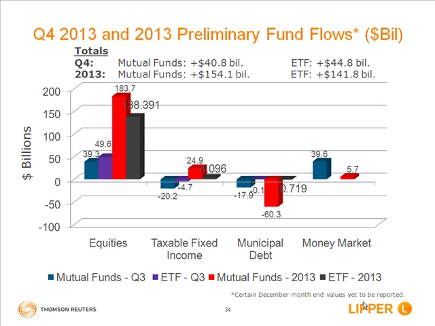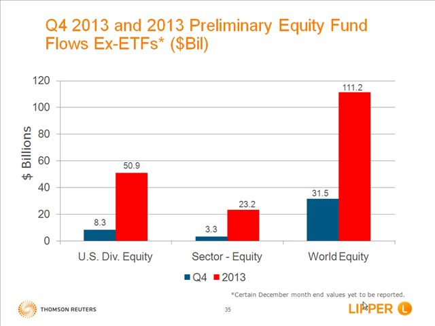Jumping ahead to slide 35, just a little bit more detail on what went on in the equity mutual fund space. In the U.S. diversified equity space, we did see positive flows for the quarter, with 8 billion coming in and about 50 billion coming in for the full year 2013.